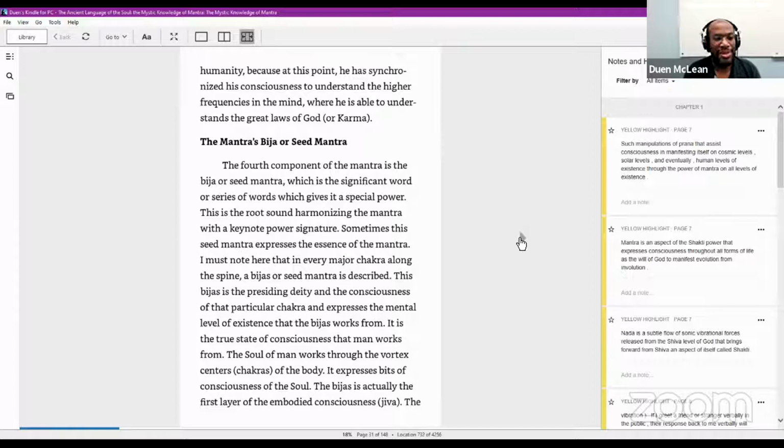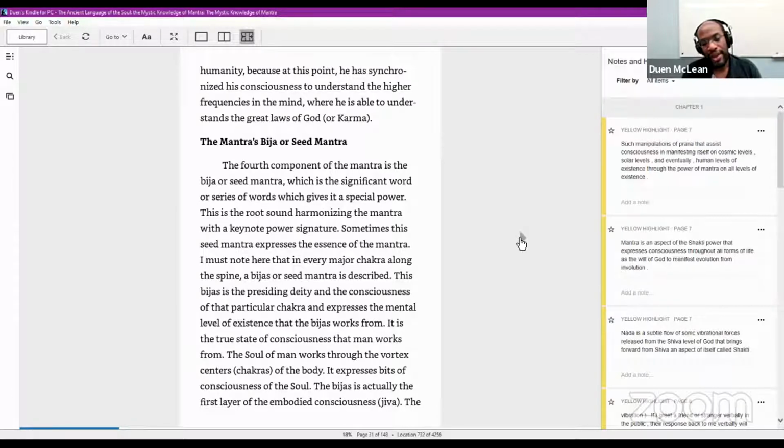The mantra's bija, or seed mantra. The fourth component of the mantra is the bija, or seed mantra, which is a significant word or series of words which gives it a special power. This is the root sound harmonizing the mantra with a keynote power signature. Sometimes the seed mantra expresses the essence of the mantra.